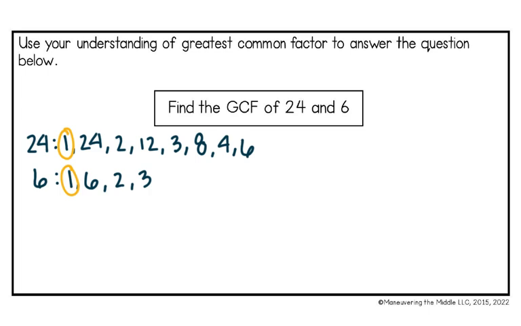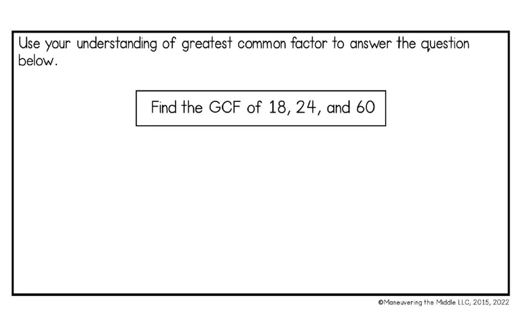Do they have 24 in common? Nope. 2? Yep. 12? Nope. 3? Yes. 8? No. 4? No. 6? They do. So now I'm going to look at the numbers I have circled to see which one is the biggest number, because we're looking for the greatest common factor. So the biggest number they have in common is 6. So our greatest common factor here is 6.